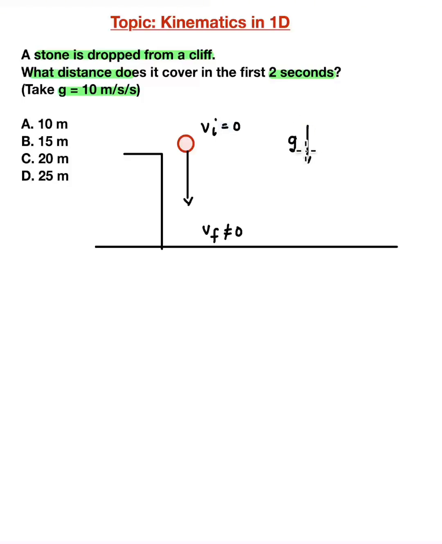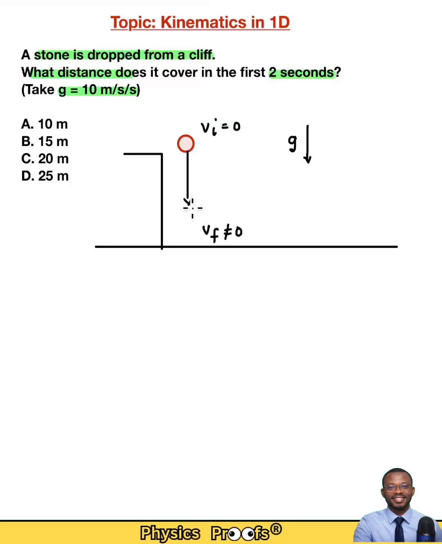And why is this? Because we do have acceleration due to gravity, which is acting on this stone vertically downwards. Since this acceleration vector is in the same direction as the velocity vector, this stone is going to be speeding up until it hits the ground with this final velocity Vf not equal to 0. And in this problem, we are taking this value of g to be 10 meters per second squared.